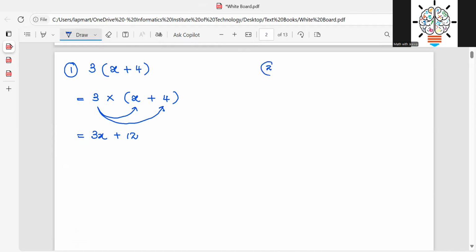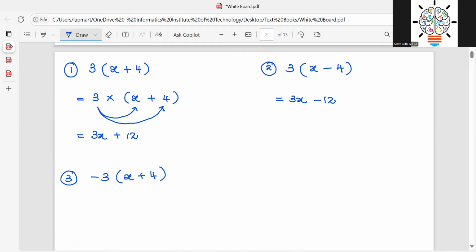Instead, what you do, if you have something like this, 3x minus 4, you want to do this in your mind. How? 3 times x, 3x. 3 times negative 4, negative 12. Right? Then the third example, let's say you have negative 3 here and x plus 4.